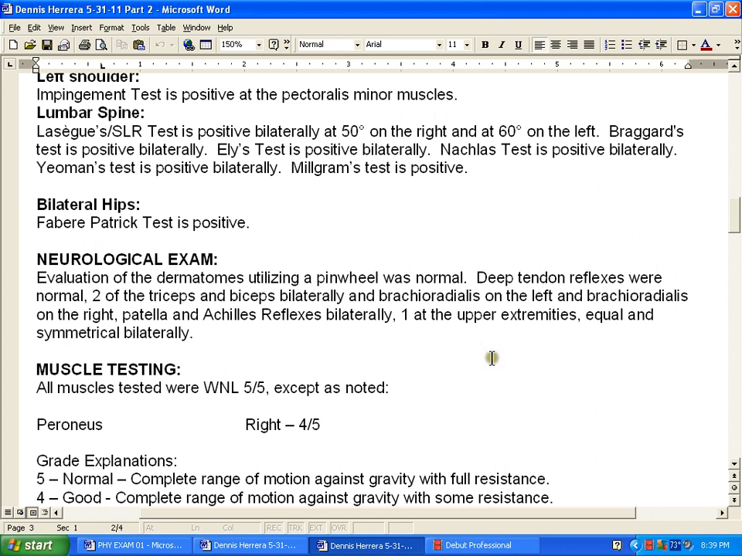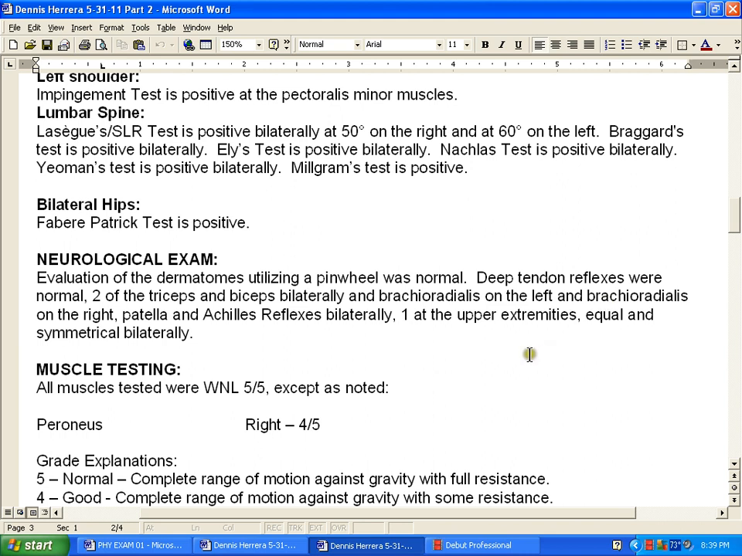Then under the deep tendon reflexes were normal, 2, of the biceps, triceps, bilaterally, and brachioradialis. Now, sometimes they will tell you which one. If not, you just put deep tendon reflexes were normal of the upper and lower extremities, well, you would put 1.